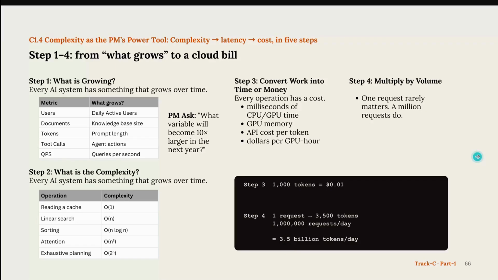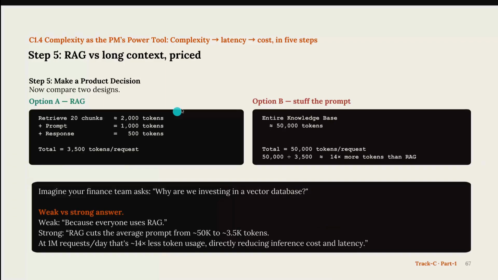And finally, the last one: will I use a RAG, not use it, or stuff it into the prompt? If you use a RAG, it'll be 3,500 tokens, with 2,000 in the retrieval chunk, and 1,000 in the prompt, and 500 tokens in the response. Whereas if you dump all that 2,000 tokens into your prompt, it will give you 50,000 tokens per request, which is huge. And it is 50,000 versus 3,500, which is like 14 times larger. If you don't do a RAG and stuff everything in the prompt, it is 14 times more than the RAG that we have implemented.